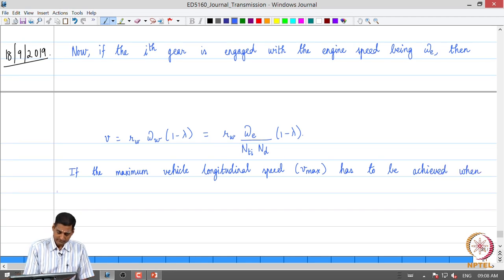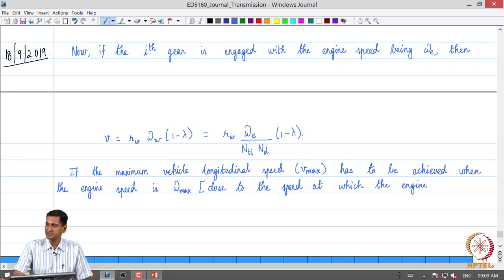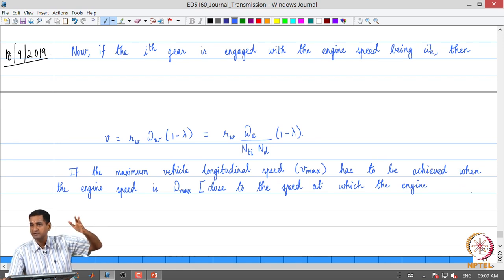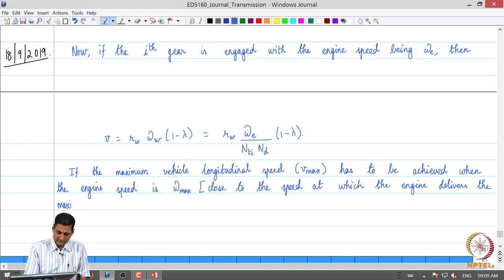when the engine speed is, let us say, omega max. So, this is close to the speed at which the engine delivers the maximum power. We have already looked at the power-speed and torque-speed characteristics of a typical IC engine. We do not get constant power output from an IC engine; we have the maximum power at a particular speed. So, omega max is close to the speed at which the engine delivers the maximum power.